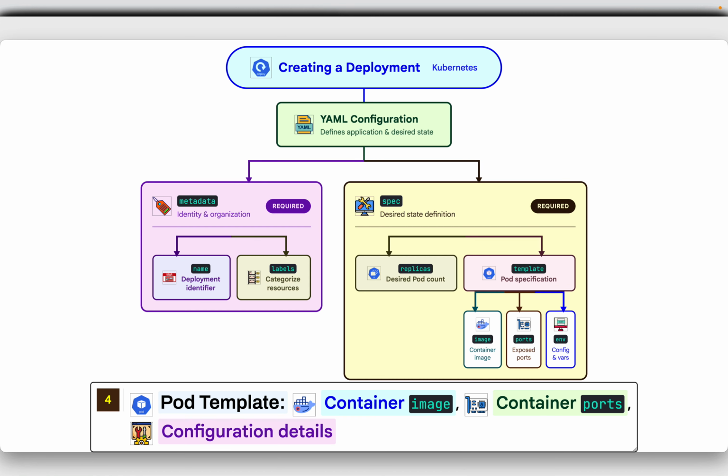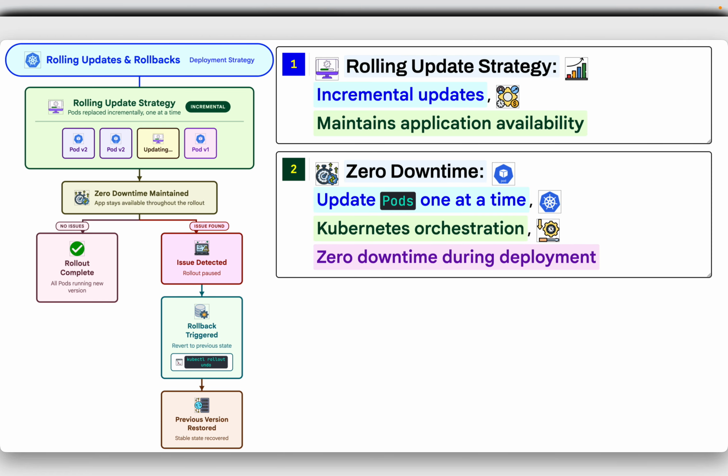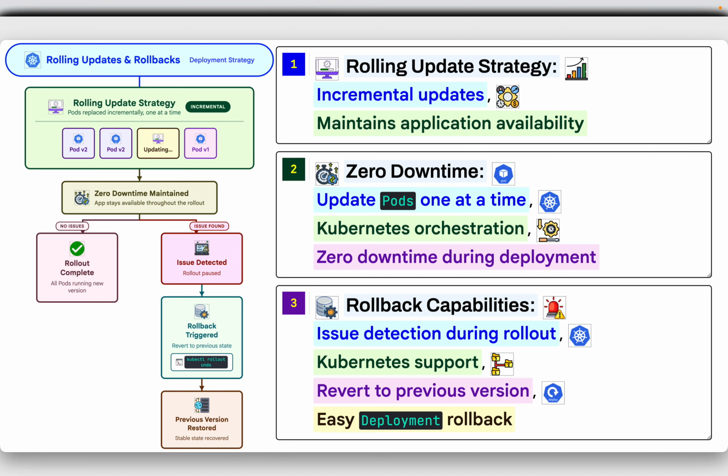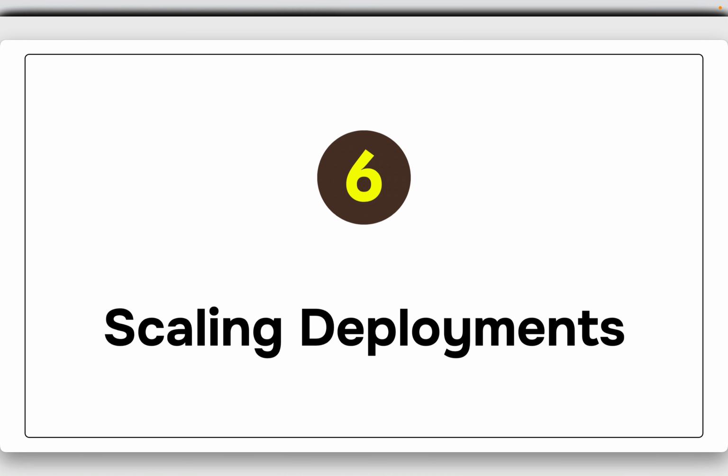Fifth topic, rolling updates and rollbacks. The rolling update strategy ensures that the updates are rolled out incrementally while maintaining the application availability. By updating pods one at a time, Kubernetes can maintain zero downtime during the deployment process. If an issue is detected during a rollout, Kubernetes allows you to roll back to a previous version of the deployment easily.